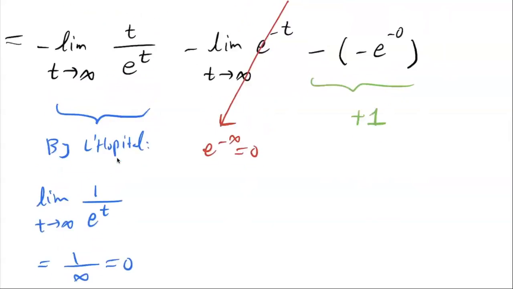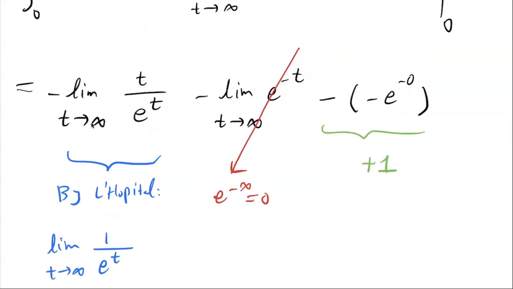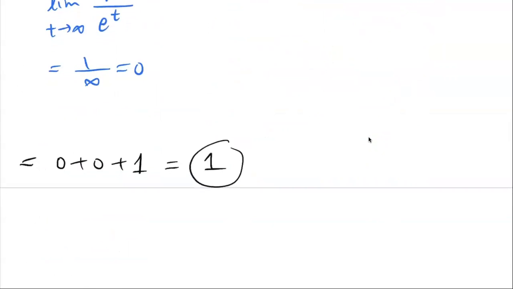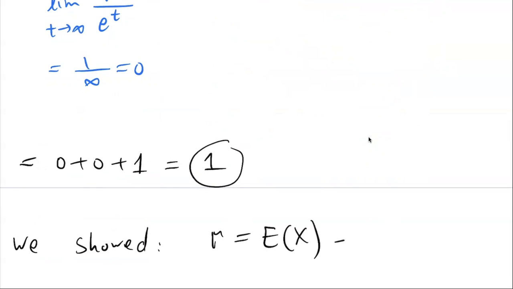So we calculated each of these 3 terms. The first term is 0. The second term is also 0. The next term is plus 1. So 0 plus 0 plus 1, the answer is 1. So we showed mu equals E of x equals 1. So in this case, the average is also 1.